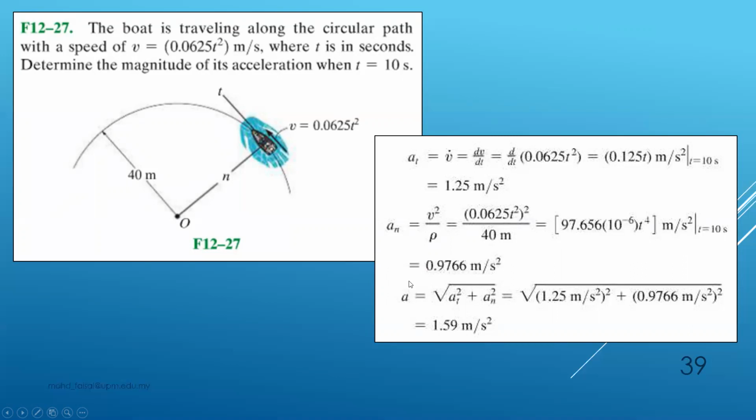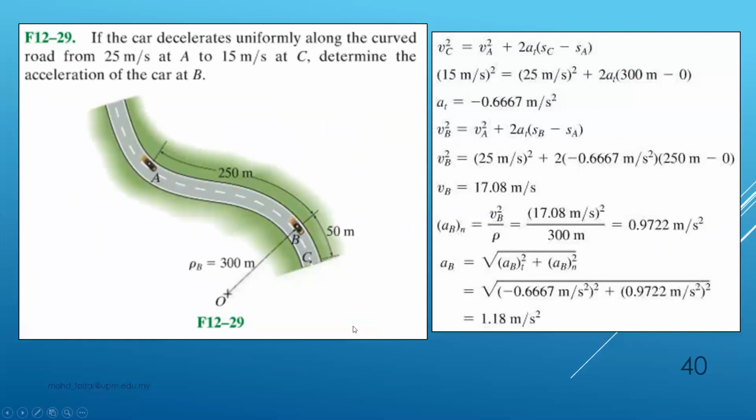To get the magnitude of the acceleration, you need to take both parts together, the tangential and the normal components, like when you want to calculate the magnitude of any vector. Then you get 1.59 meters per second squared. Okay, moving on to the second example.